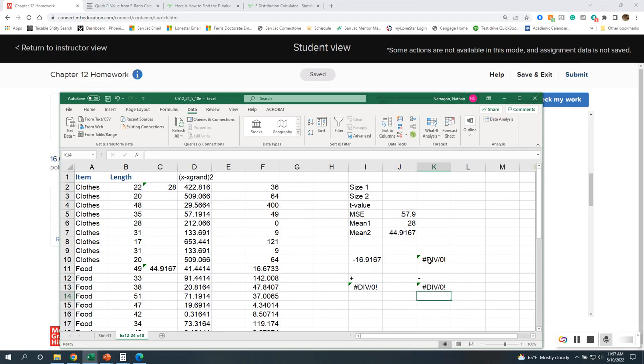Okay, so now we need our sample sizes. So again, we had 9, and here we had 12. Alright, the only thing left now is to compute the t-value. So what would the t-value be?